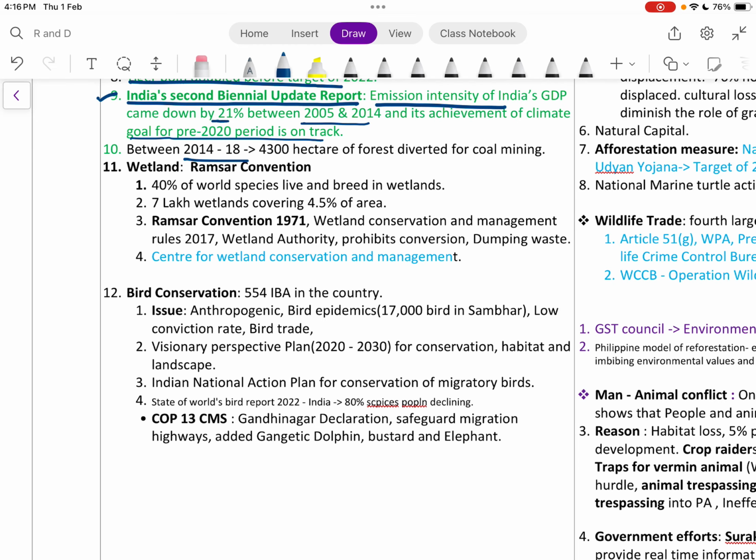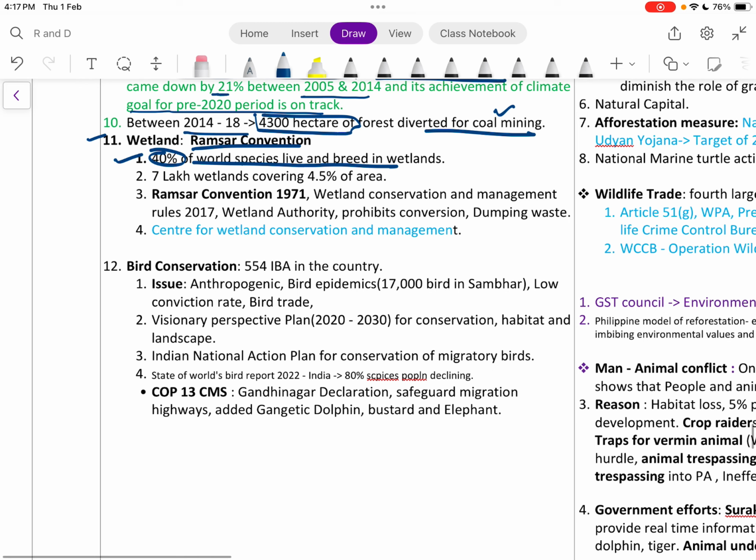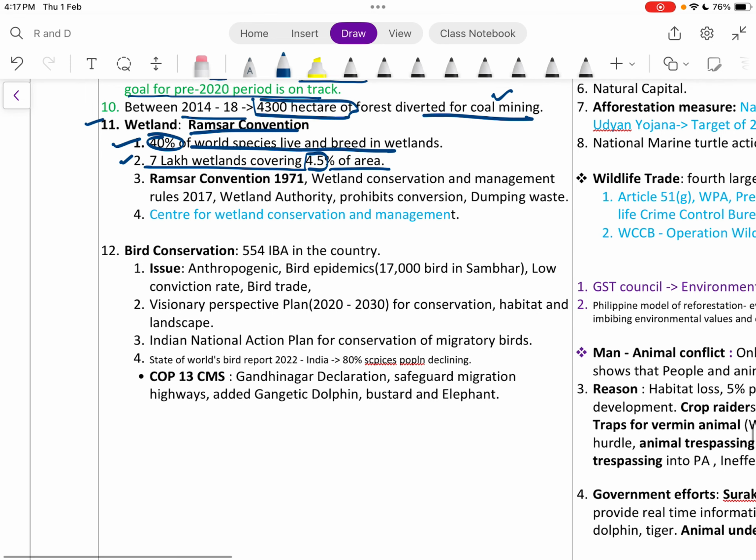Between 2014 to 2018, 4,300 hectares of forest land was diverted for coal mining. Wetland, Ramsar Convention: 40% of the world's species live and breed in wetlands. 40%, my friends, which is very high. India has 7 lakh wetlands covering 4.5% of the area, nearly 5% of the area in India.